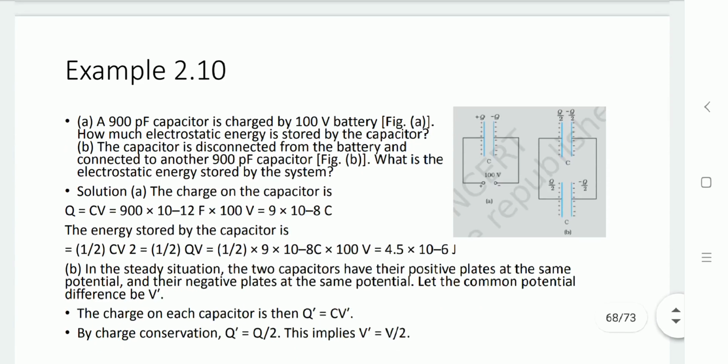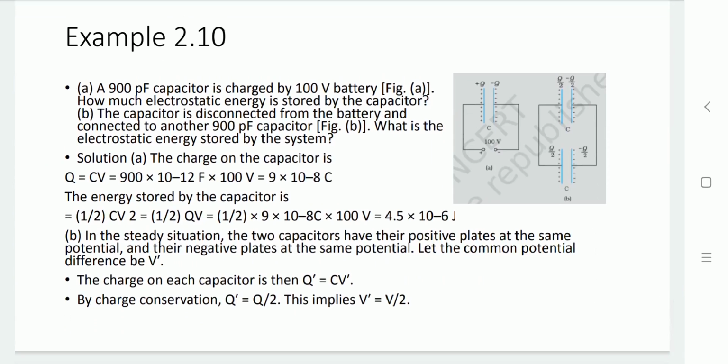Now based on that, we are going to cover one more example. A 900 picofarad capacitor is charged by a 100 volt supply as shown in figure A. How much electrostatic energy is stored by the capacitor? Charge Q is equal to CV. C is given as 900 picofarad, so 900 into 10 raised to minus 12 farad. V is the given external voltage, 100 volt. So 9 into 10 raised to minus 8 coulomb is the charge available on the capacitor.